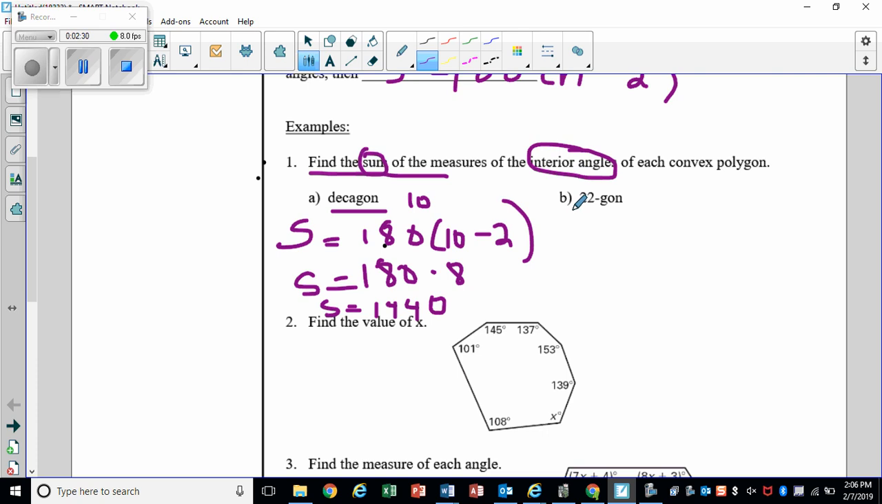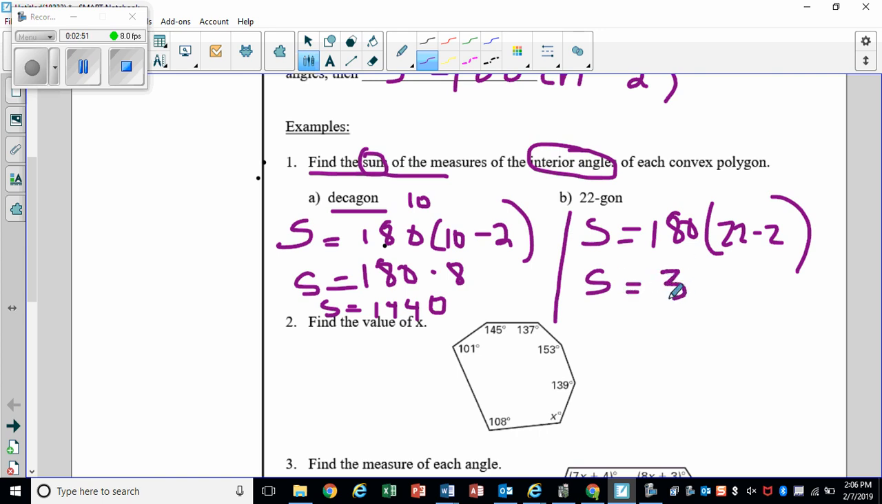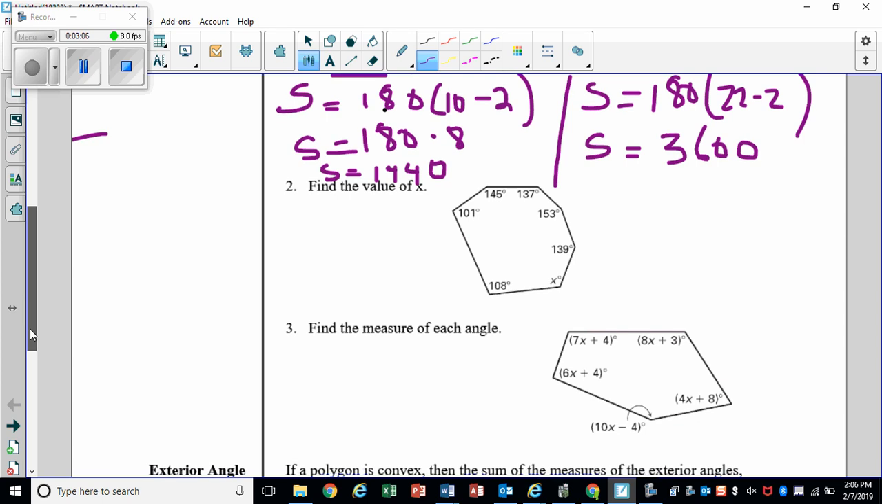Okay, the same formula for B. The sum is what I'm looking for. It has 22 sides. So I'll just do 180(22 minus 2). Okay, that's the number of sides, 22. So S would be, when you put the whole thing in a calculator, you get 3,600. Okay, so when they straight give you the number of sides and they ask you to find the sum of the interior, you just put the number of sides and then you find the sum of the interior.